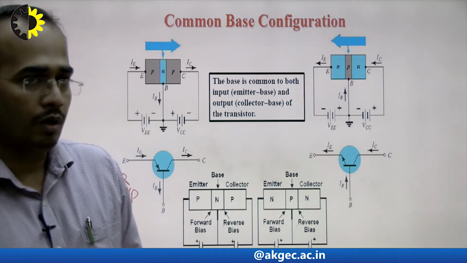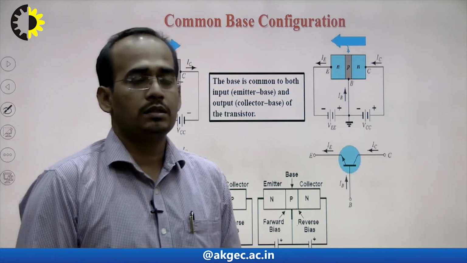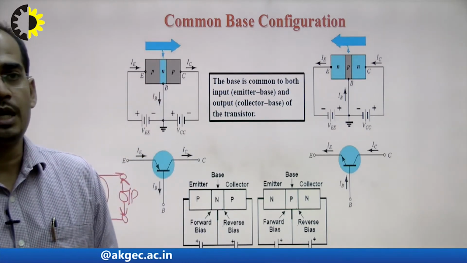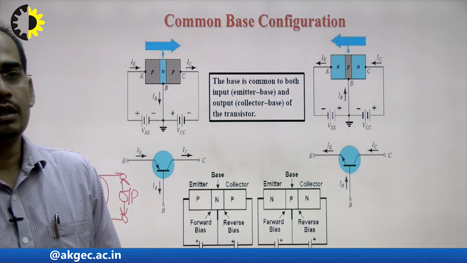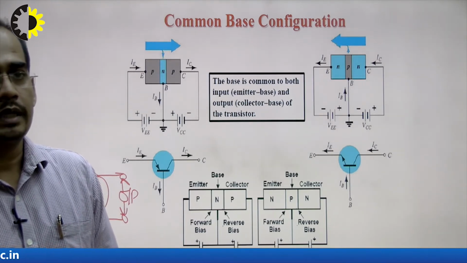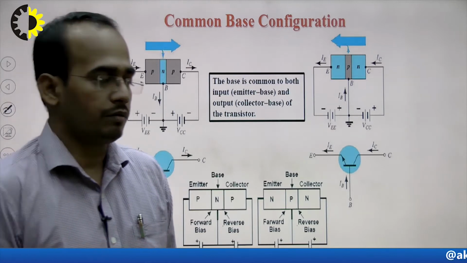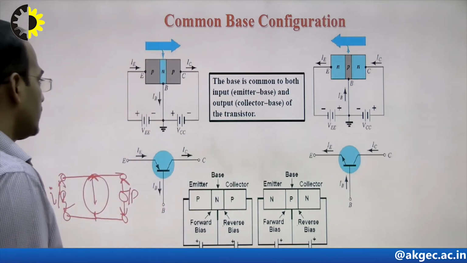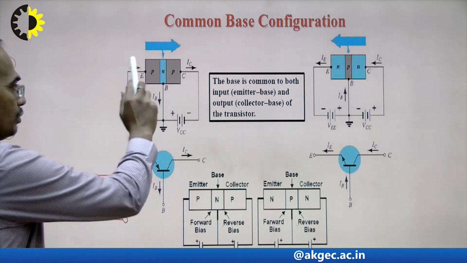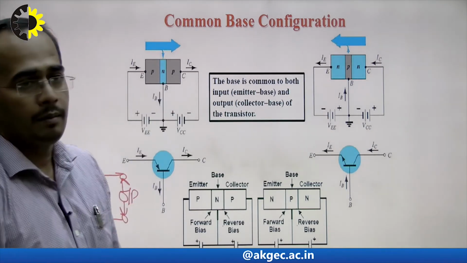So, by making one terminal common at a time, if I make the base terminal common, the configuration is known as common base configuration. If I make the emitter terminal common, then this is common emitter configuration. If I make the collector terminal common, then this is common collector configuration. So, if I make the base terminal common, then the input will be given between emitter and base, and the output is taken from collector and base.